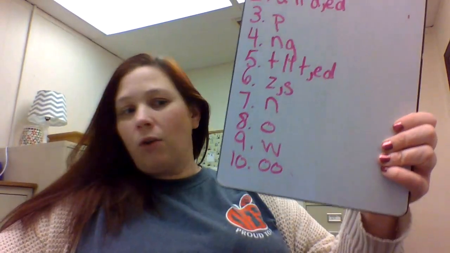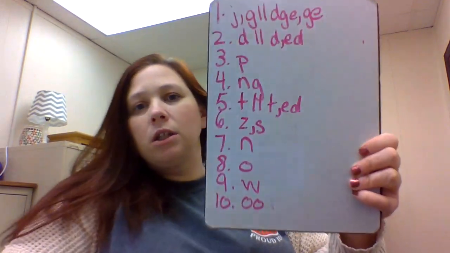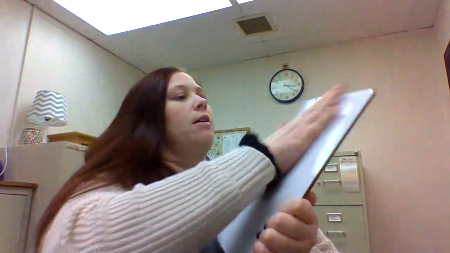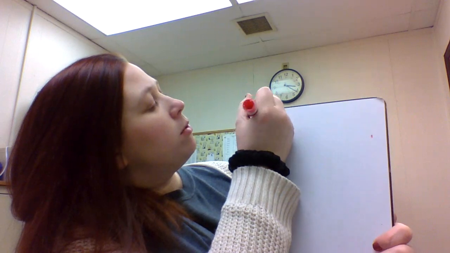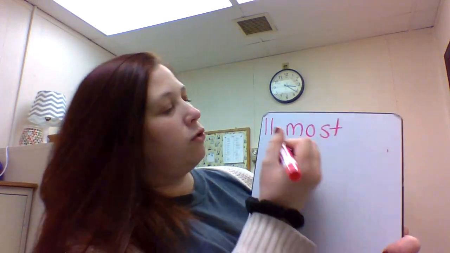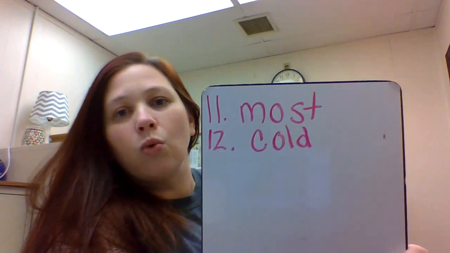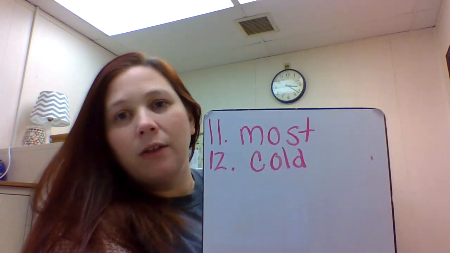Make sure that you have all those down before we begin our spelling a couple of words. Alrighty. Number 11, we're going to spell most. This is one of those wild Colt words. M-O-S-T. Most. Number 12, we are going to spell cold. Again, a wild Colt word. O-L-D. Cold. Make sure you have those two down, and then we are going to learn a new digraph.